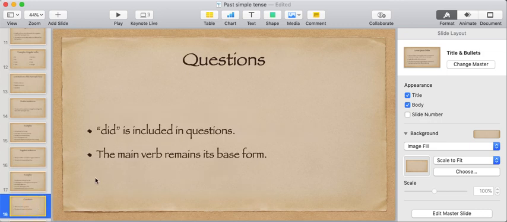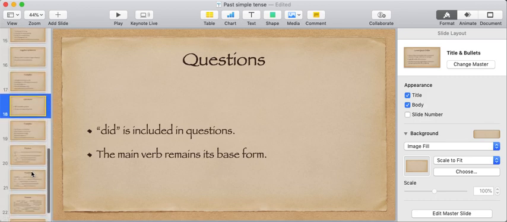For the questions, it's the same thing. In the question, we include did, and also the main verb remains its base form. Let's have a look at the example.